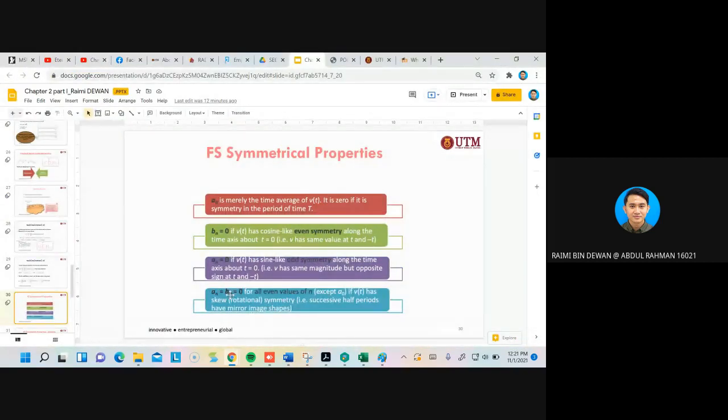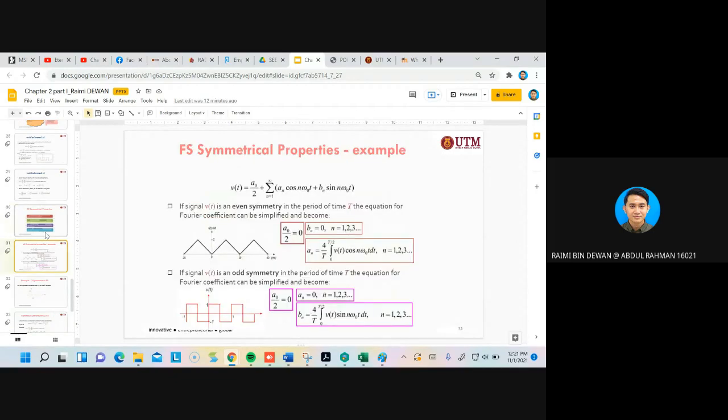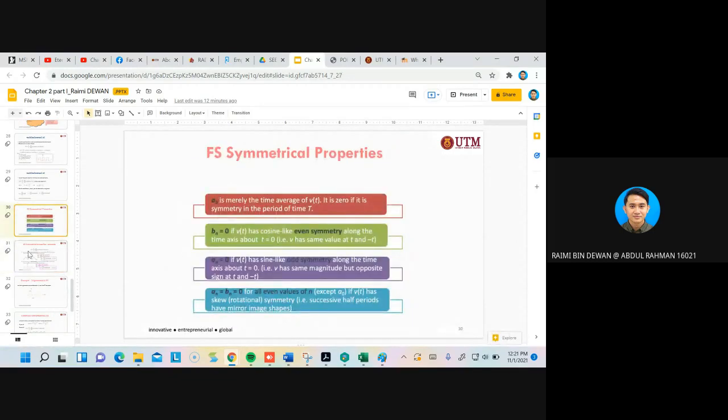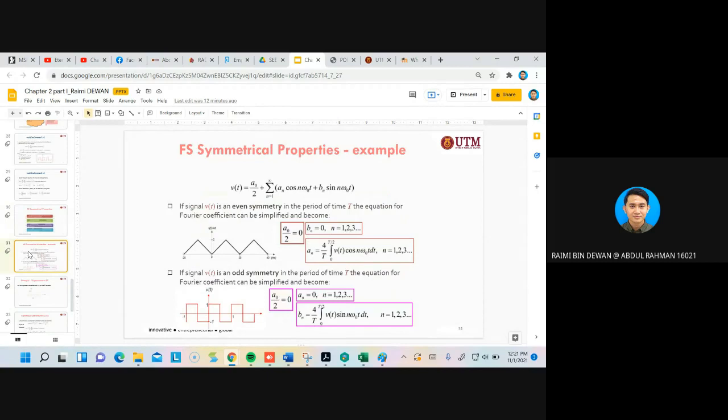And then an and Bn equal 0 for all values of n if Vt has a skew rotational symmetry. I think you already have the skew graph in the previous lecture. You can refer to the slide before. What is the skew? For the skew case, an and Bn are 0 for all values of n. You can see how a skew graph looks in the previous slides.